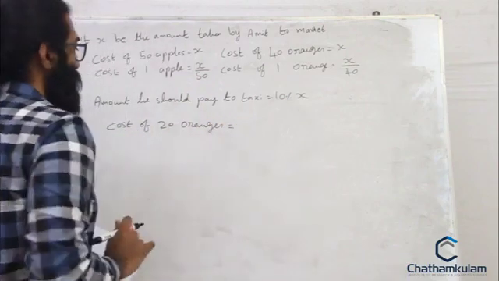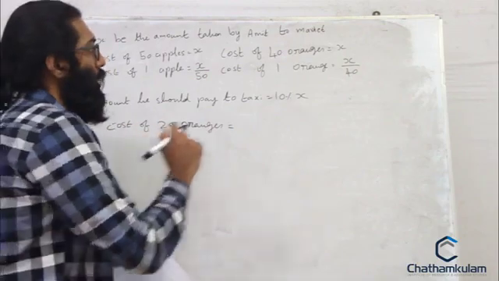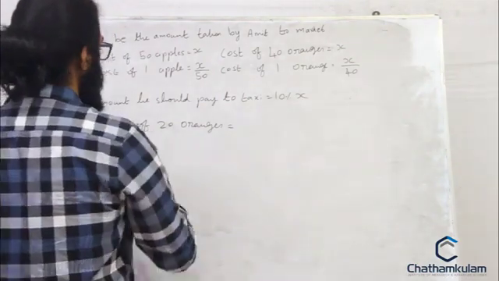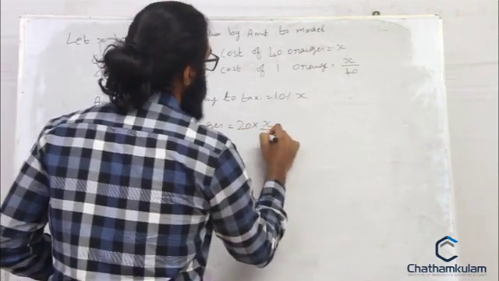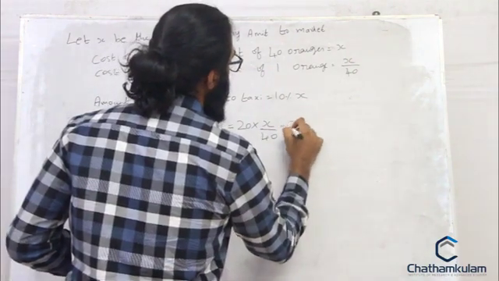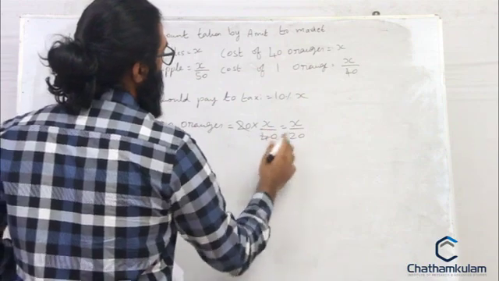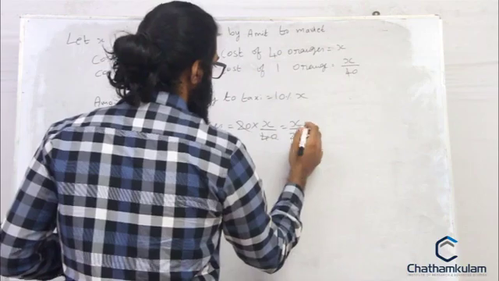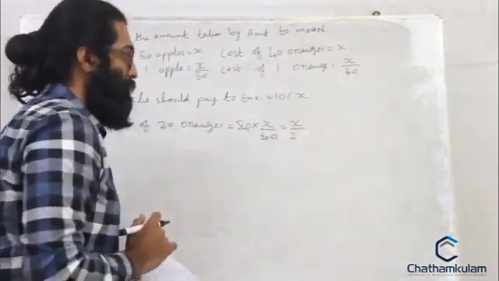So how do we calculate the cost of 20 oranges? Cost of 1 orange into 20, right? What is the cost of 1 orange? Cost of 1 orange is X by 40. So cost of 20 oranges will be equal to 20 into X by 40, which we get as X by 20 into 2, we cancel and get X by 2 here.